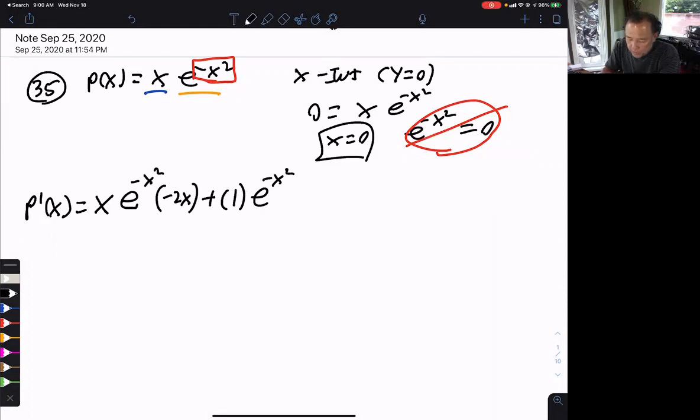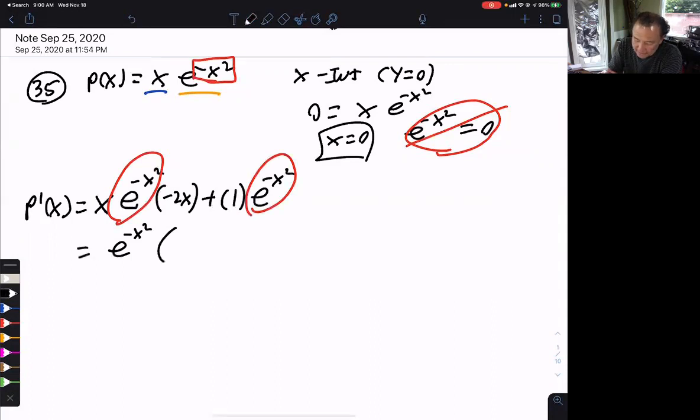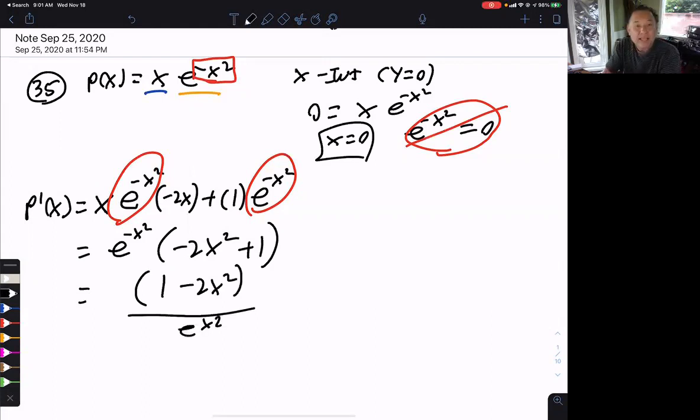Well, if I want to do some work with that, I look for a common factor. They both have e to the minus x squared. Let me factor that out. Now, if I take that out, I'm left with minus 2x squared. And if I take that out, I'm left with a 1. And we can rewrite that as this. The top becomes 1 minus 2x squared, and the bottom is e to the x squared. What just happened? The negative exponent moves it to the bottom. And I just flipped the order, and I got that.